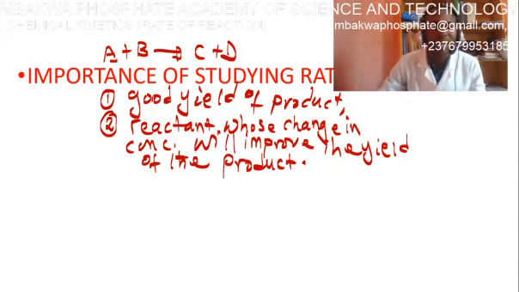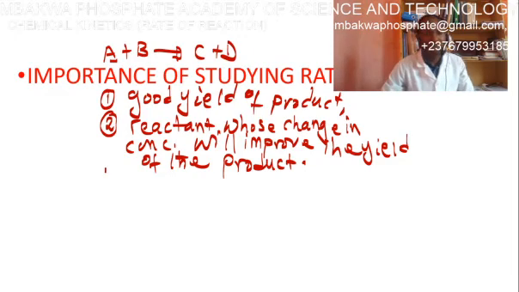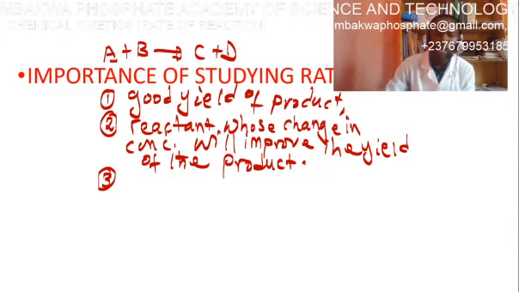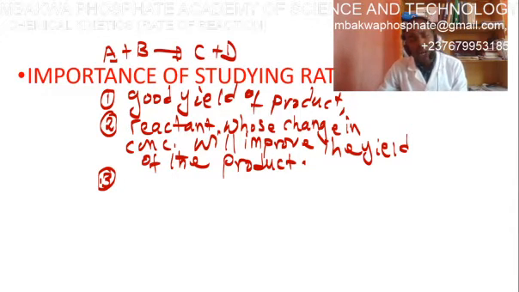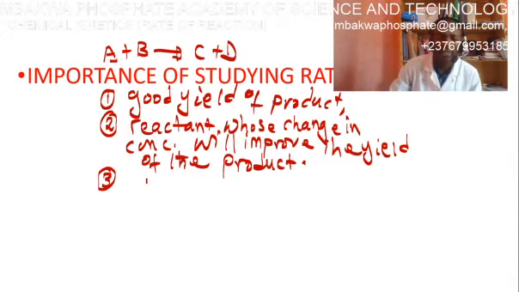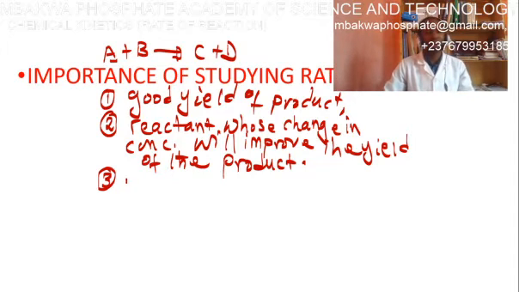So an industrial chemist will know exactly which reactant, if we alter its concentration, will give us more yield of a particular product that we are interested in having. Number three, it helps the chemist to investigate the mechanism of a reaction. This is especially important for the advanced level student. The mechanism of a particular reaction is determined by the rate of that reaction. You can also check my videos on that.